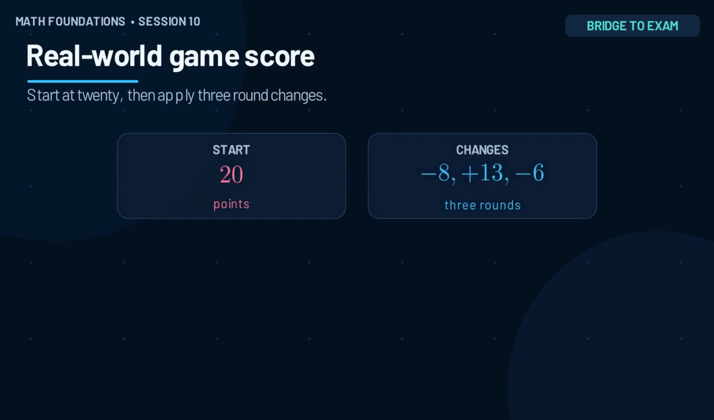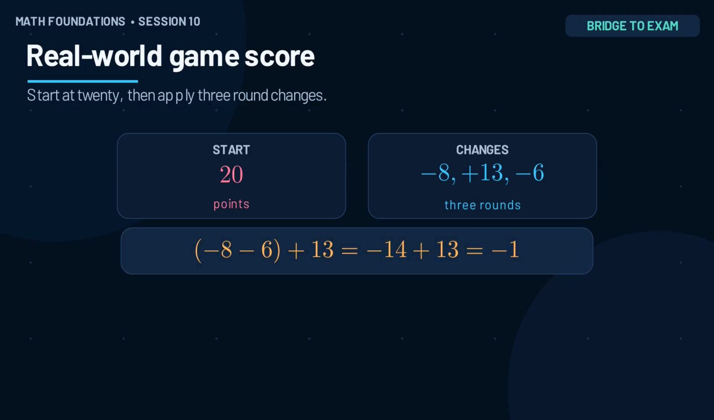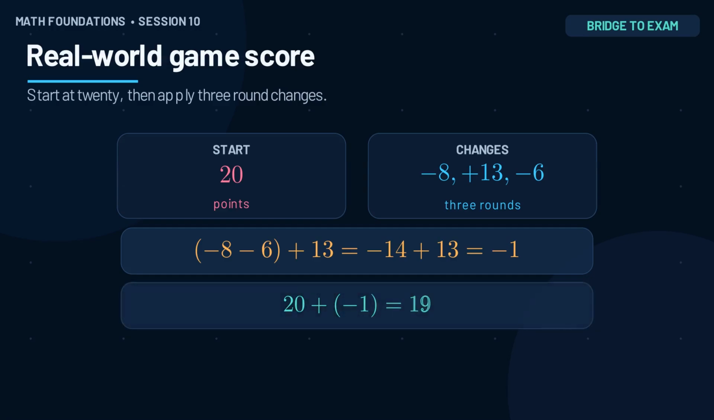A game score starts at 20 points. 3 rounds change the score by negative 8, positive 13, and negative 6. First, find the net change. Negative 8 plus 13 plus negative 6. Group negatives to get negative 14, then combine with positive 13 to get negative 1.